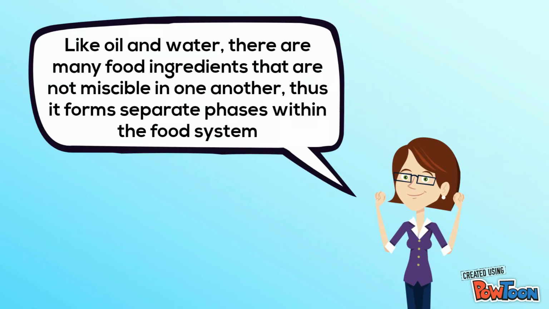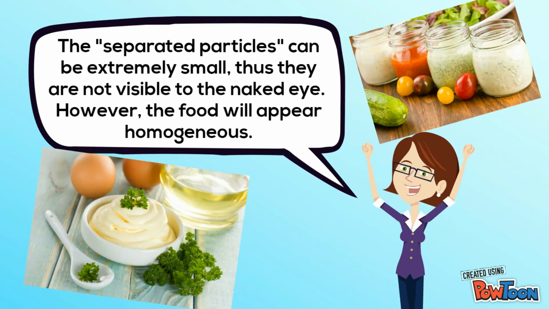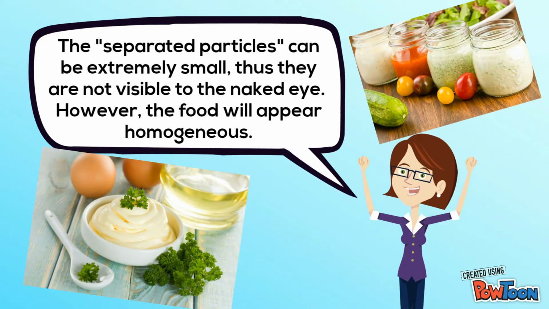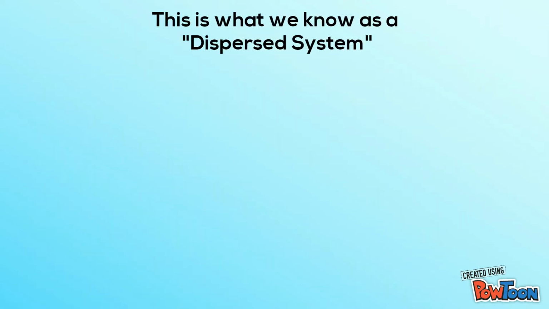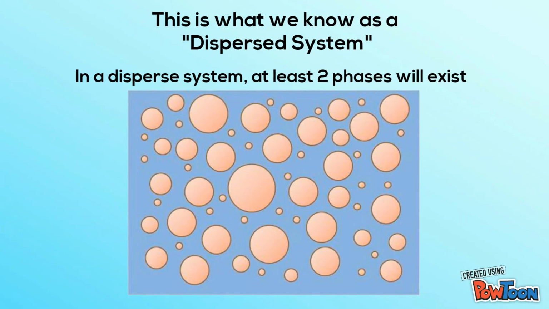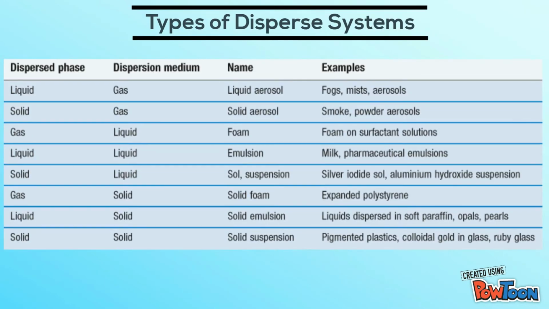There are many non-visible food ingredients, thus they form separate phases within the food. These particles are very small and are not visible, however, they will appear homogeneous. This is what we know as a dispersed system. In the dispersed system, at least two phases will exist: dispersed phase and continuous phase. Both dispersed and continuous phase can exist in solid, liquid, and gas form.